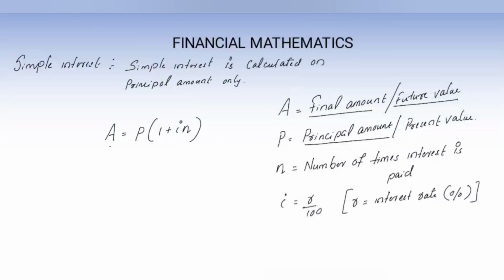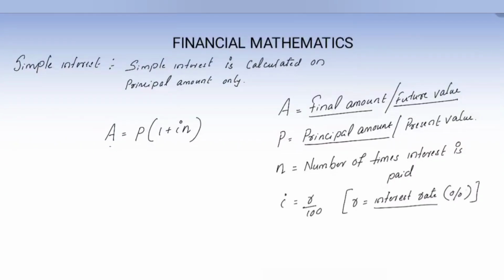Okay, so P stands for principal amount and n is the number of times the interest is paid. Then i stands for r over 100. What is r? r is the interest rate. That is the one which is there in the question with the percentage. But i is the decimal form of the interest.